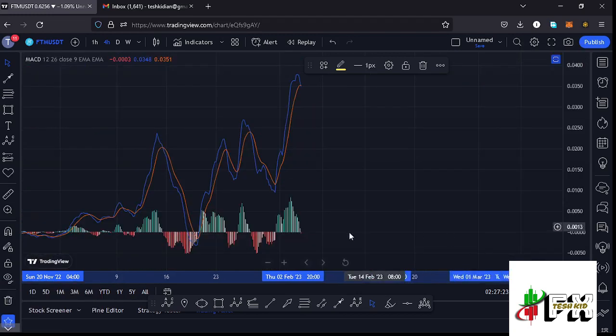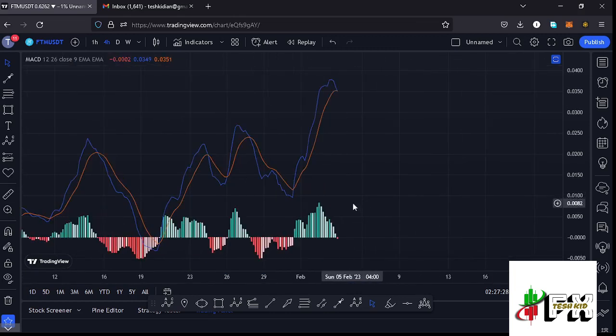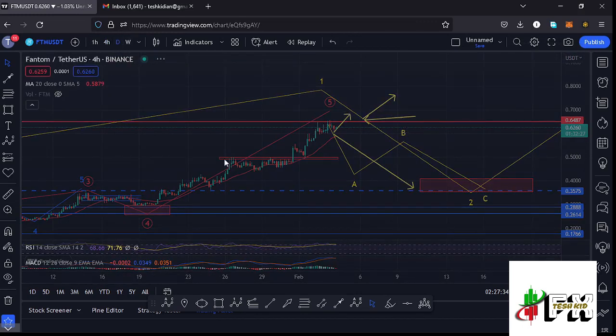Also taking a look at the MACD, we have been able to print a bearish cross, but we are yet to see that increase in the selling volume here on the MACD, and that once that happens, then that will be fully supporting the formation of that larger Elliott wave count 2.